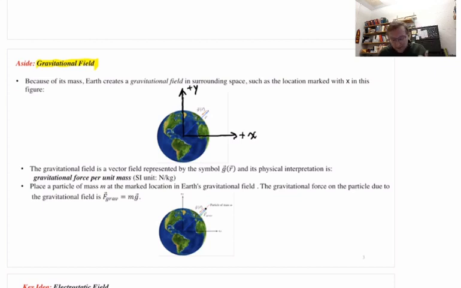All right, now simply because Earth has mass, it creates a gravitational field in all of surrounding space. And I've taken a point that I've marked, I'll draw it here so it's bigger, with an X up above Earth's surface. And that point, first I have to tell you its location. I've got to tell you its coordinates, X, Y, and Z.